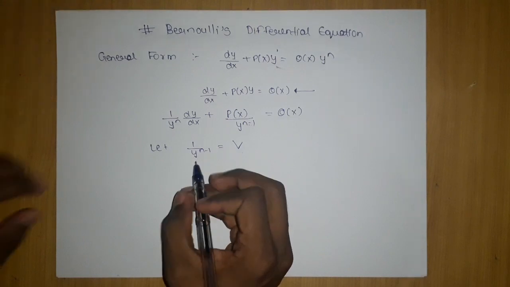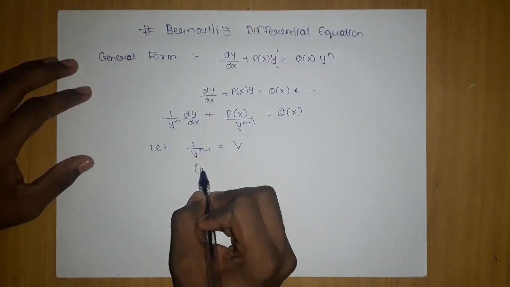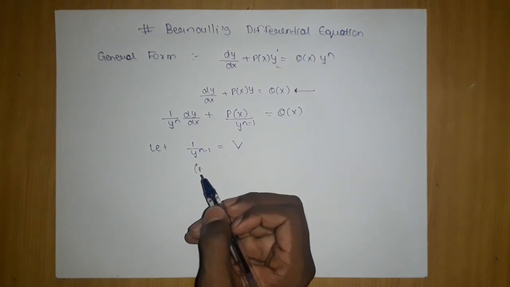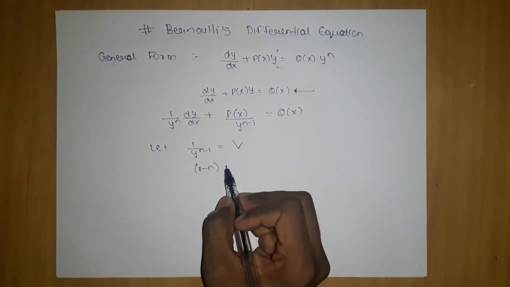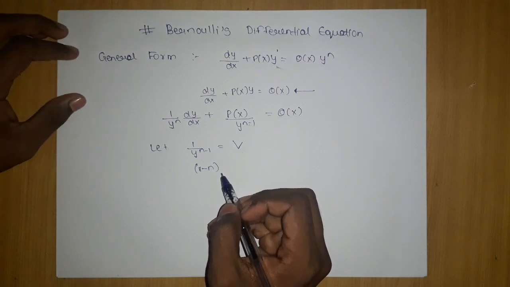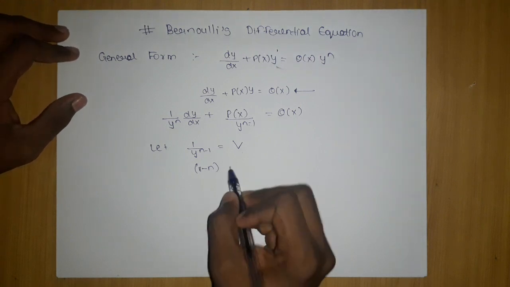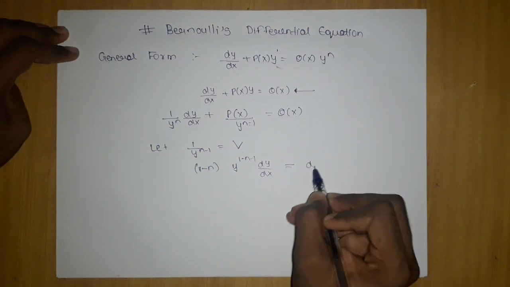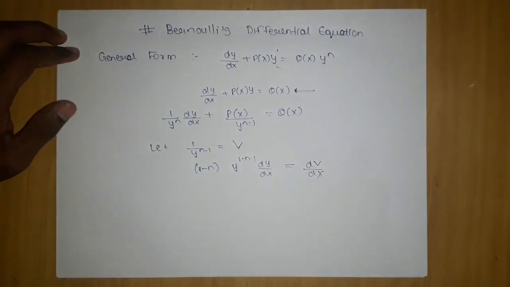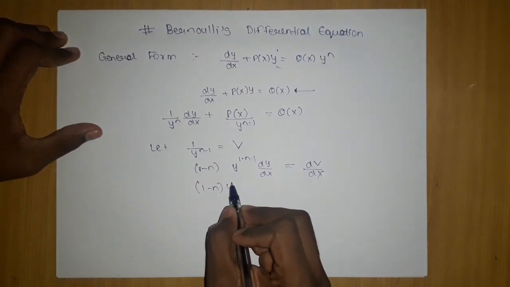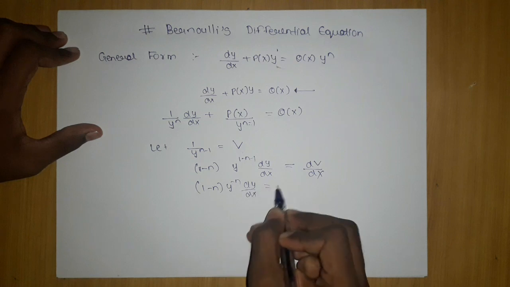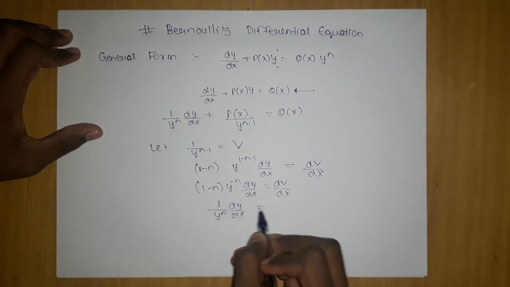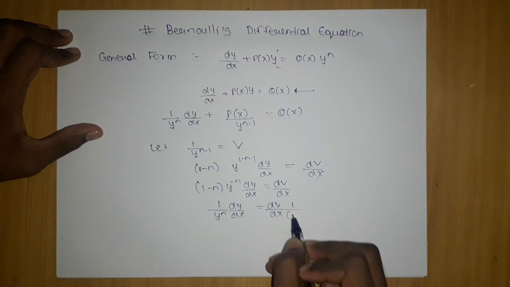If you do that, what are you going to get? If you differentiate this with respect to x, you will get 1 minus n, which comes as it is, and y power minus n, which when it comes down becomes 1 upon y power n, into dy/dx equals dv/dx. Now 1 upon y power n into dy/dx equals dv/dx into 1 by 1 minus n.